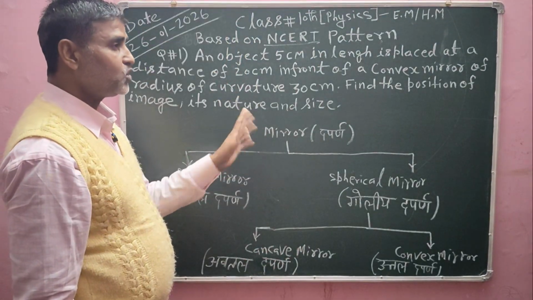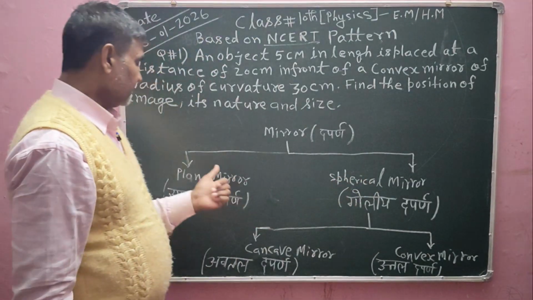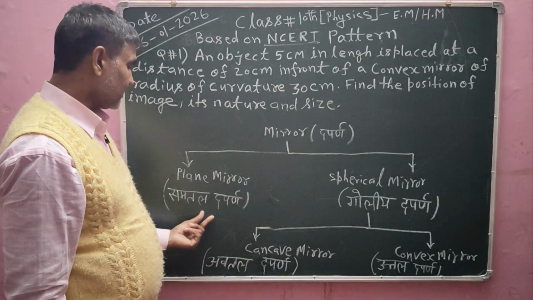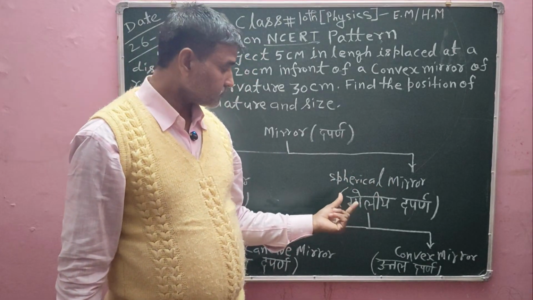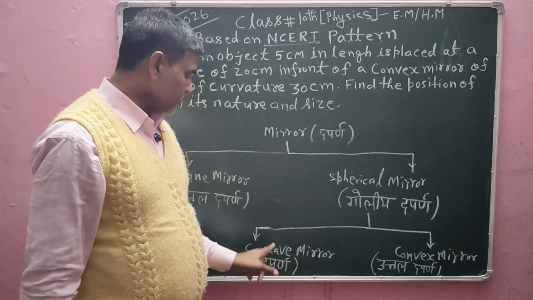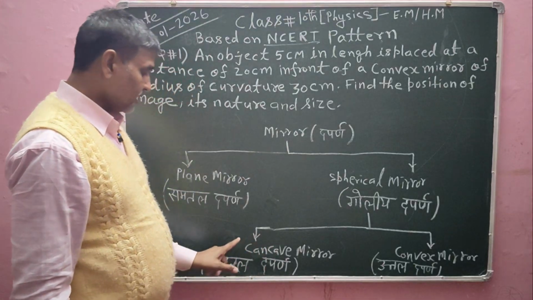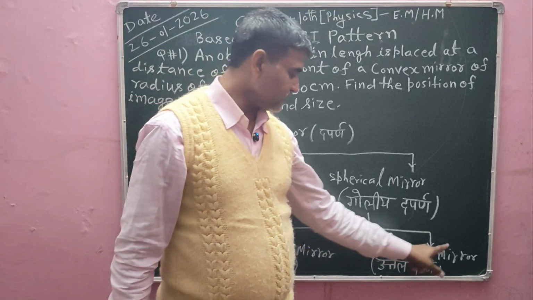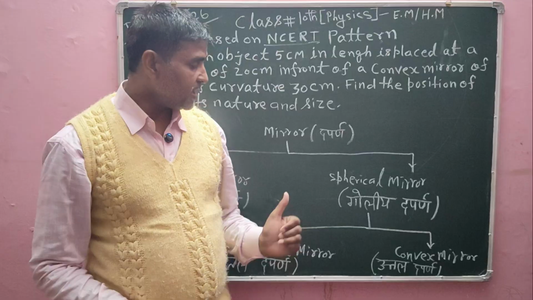Okay. Mirror has two parts. One is the plane mirror and the other is the spherical mirror. Plane mirror in Hindi is समतल दर्पण and spherical mirror is called गोलीय दर्पण and it is divided into two parts. One is the concave mirror and the other is the convex mirror. Concave mirror is the अवतल दर्पण, and convex mirror is the उत्तल दर्पण. Okay, formation of the mirror I have explained here.